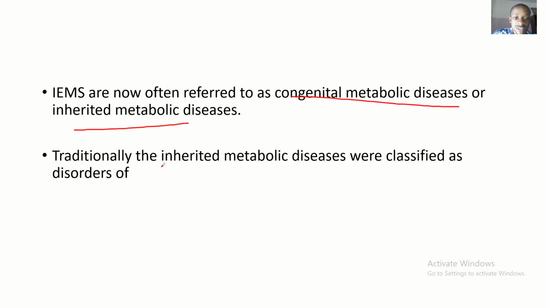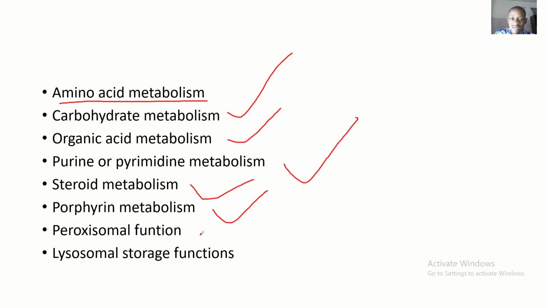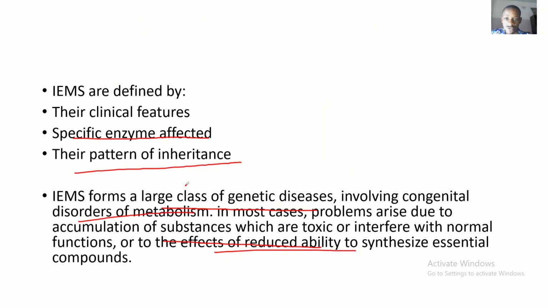Traditionally, the inherited metabolic diseases are classified as disorders of either amino acid metabolism, carbohydrate metabolism, organic acid metabolism, or purine or pyrimidine metabolism, that's nucleic acid. It can be a disorder in steroid metabolism, porphyrin metabolism, peroxisomal formation, or lysosomal storage functions. This is our overview of inborn errors of metabolism.